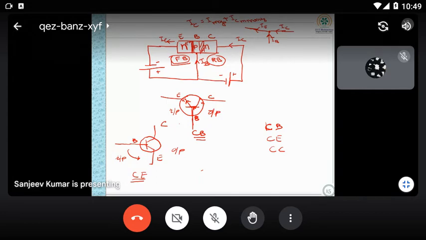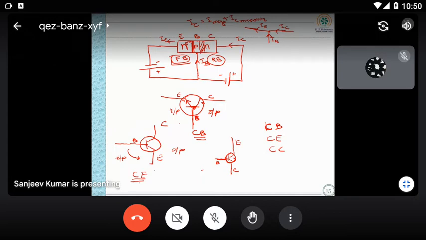Based upon the terminal which is common to both, we can classify the transistor as either common base, common emitter or common collector. Similarly, if I'm taking collector, then C will be common. Now we can take the same thing, like you can see this is collector, this is base and this is emitter. So common collector also we can discuss.